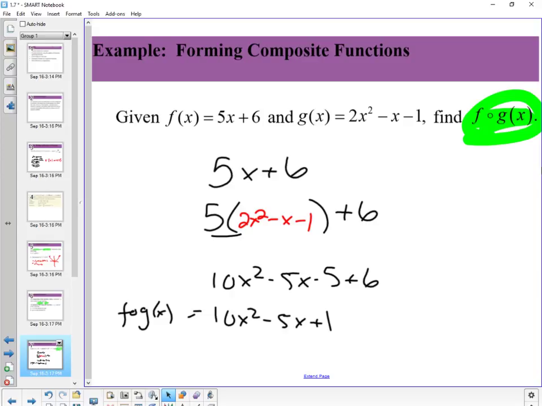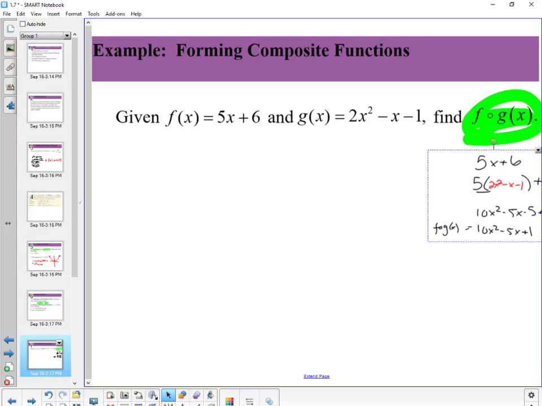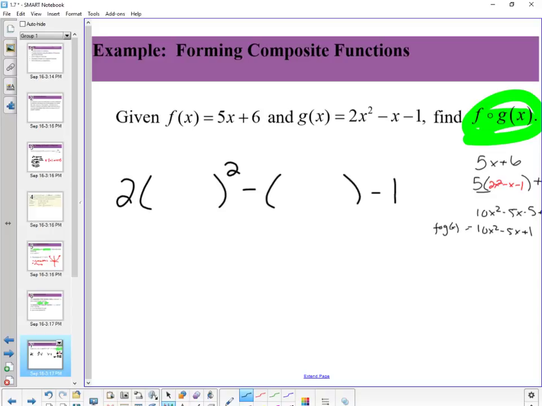Anybody want to see g of f? Yes, let's do it. All right, so are we done with f of g? Bye, f of g. Let's do g of f. For g of f, we're taking 2 times x squared minus x minus 1. And of course, we'd be plugging in 5x plus 6. That would give us 2 times 5x plus 6.